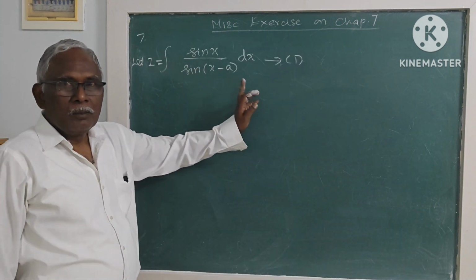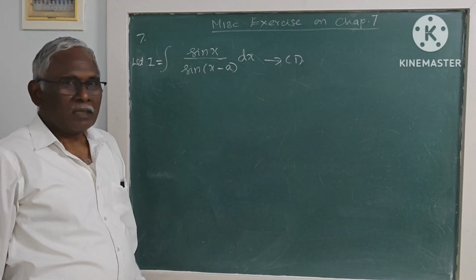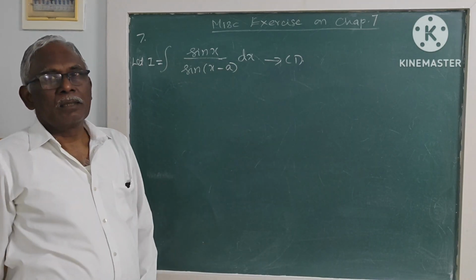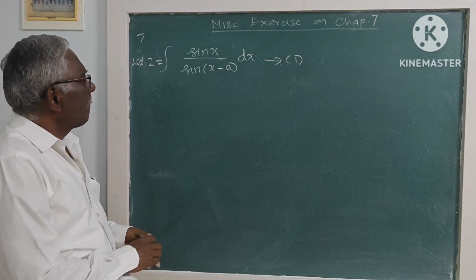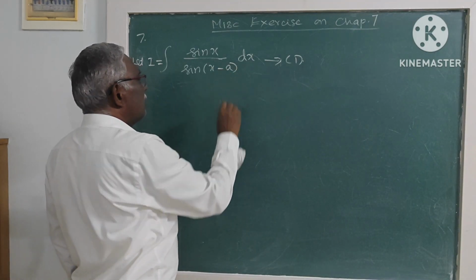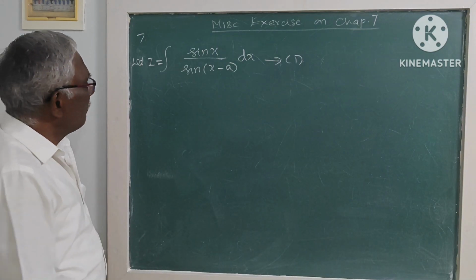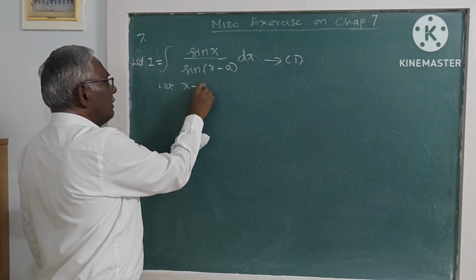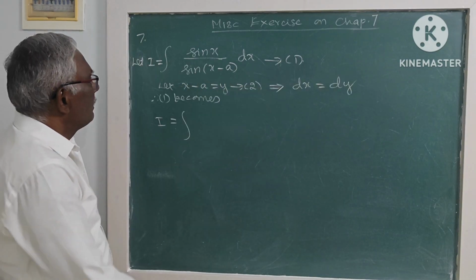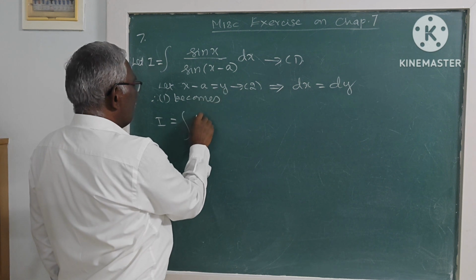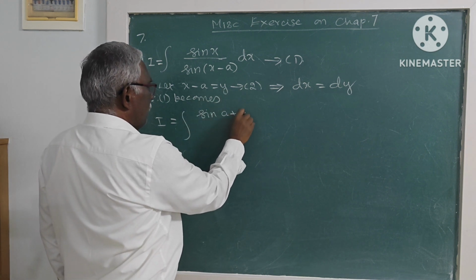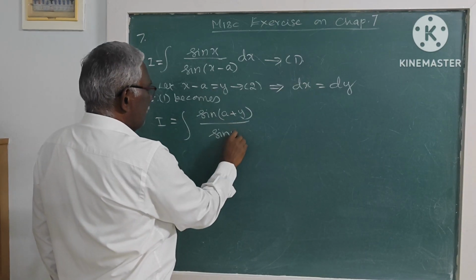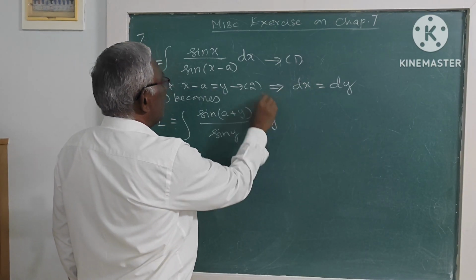So in this problem, sin of x minus a is there in the denominator. So we have to make the denominator as a single term. How can we make it? Let us take x minus a is y. Then sin y will come. So let x minus a is equal to y. X is a plus y. So sin of a plus y by sin y dy. Dx is dy.